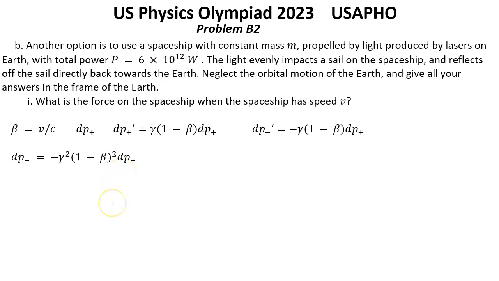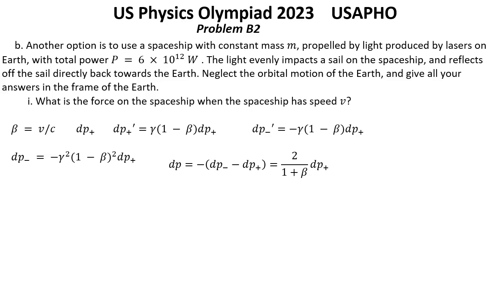And now, to count the total change of momentum for our spaceship, we have to use the formula: negative delta P minus positive delta P, which is equal to 2 over (1 plus beta) multiplied by our original momentum delta P plus. Now let's use the expression for our power P.